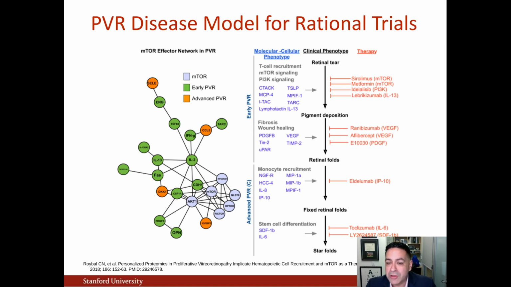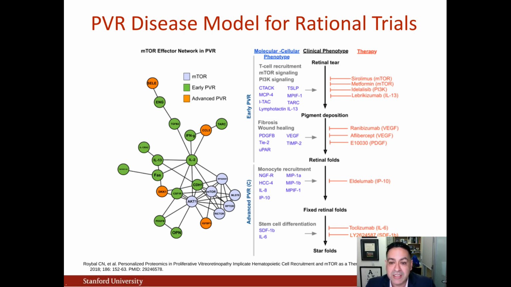And then what we're showing on the right is, what I like in the middle here is the clinical phenotype, which is shown in black, where it's well established how doctors will diagnose and stage these patients, going from retinal tear to pigment deposition, retinal folds, and finally things called star folds. On the left, in blue-purple, are the specific cytokines expressed at each of those stages of disease. And then on the right are various therapies that exist that could be repurposed.